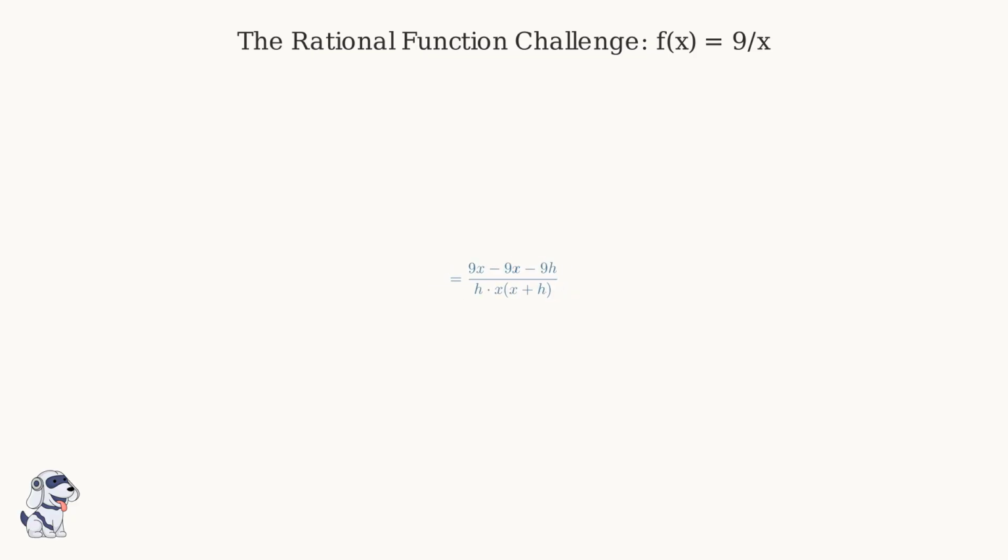Now notice how the 9x terms cancel out, leaving us with negative 9h in the numerator. This is exactly what we need. We cancel the h in the numerator and the denominator. The moment that pesky h is gone, the problem becomes much easier to solve. Finally, we let h approach 0, and we are left with negative 9 over x squared. Remember, watch your negative signs, and you will get it right every time.